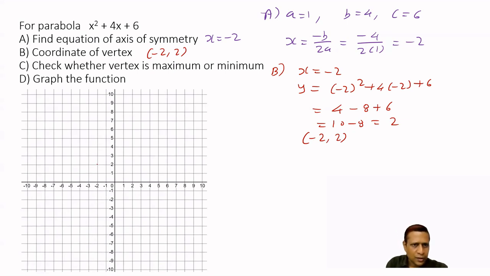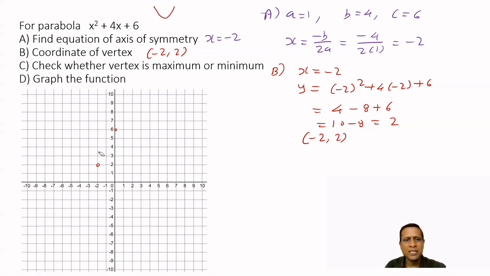So here in the graph, it will be somewhere around here. Now, will it open up or open down? The coefficient of x square is 1, that is, a is 1, and 1 is positive. So it will open up like this. Correct. What is the y-intercept? The y-intercept is 6. So the y-intercept is 6. Correct.